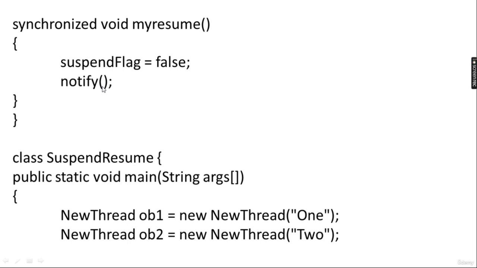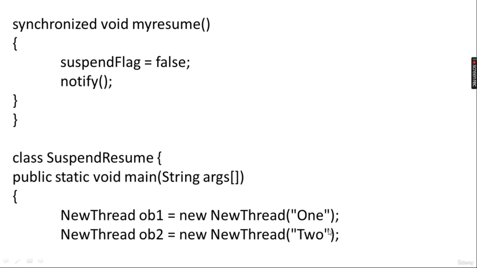Wait will tell what? If suspend is true, it means what? Wait will tell the thread that you are suspended, now you can go and sleep. And after the suspend flag is false, my resume will call the notify method. Notify will tell that thread that you can awake now and you can come to your work now. So it is as simple as that to understand it.